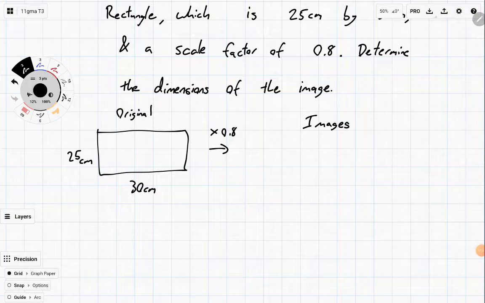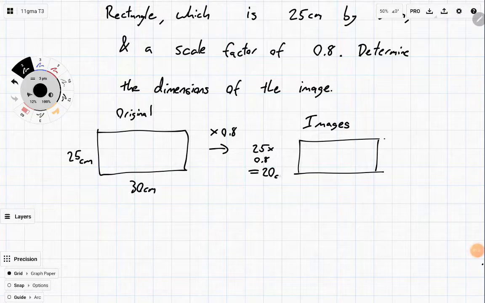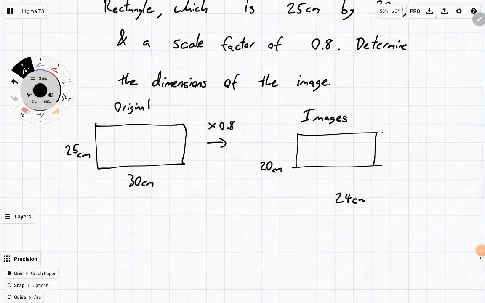So let's work it out. The image, which is going to be slightly smaller, is going to be a rectangle. It's going to have the same shape, but it's going to have 25 times 0.8, which gives us the height, which gives us 20 centimeters. And then for the length of it, it's going to be 30 times 0.8, which gives us 24 centimeters. So clearing away all of the working out, the new dimensions would be 20 by 24 centimeters.